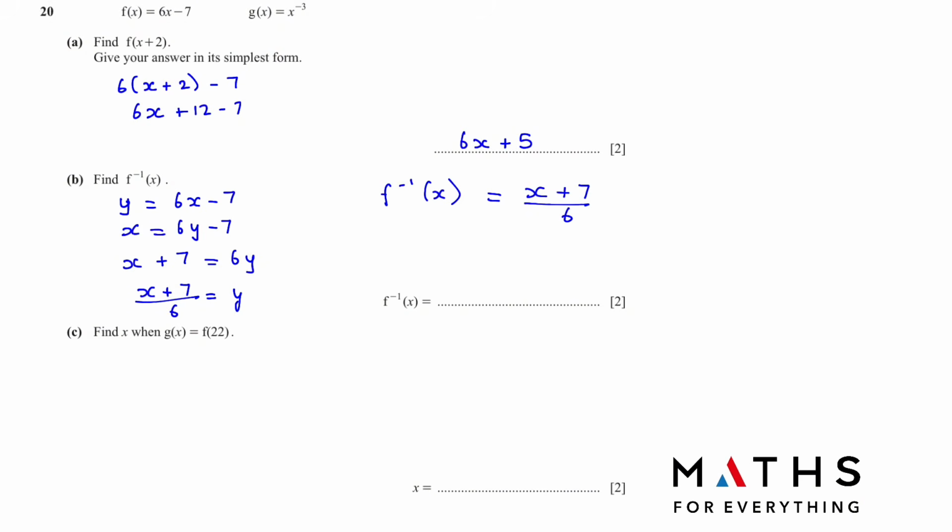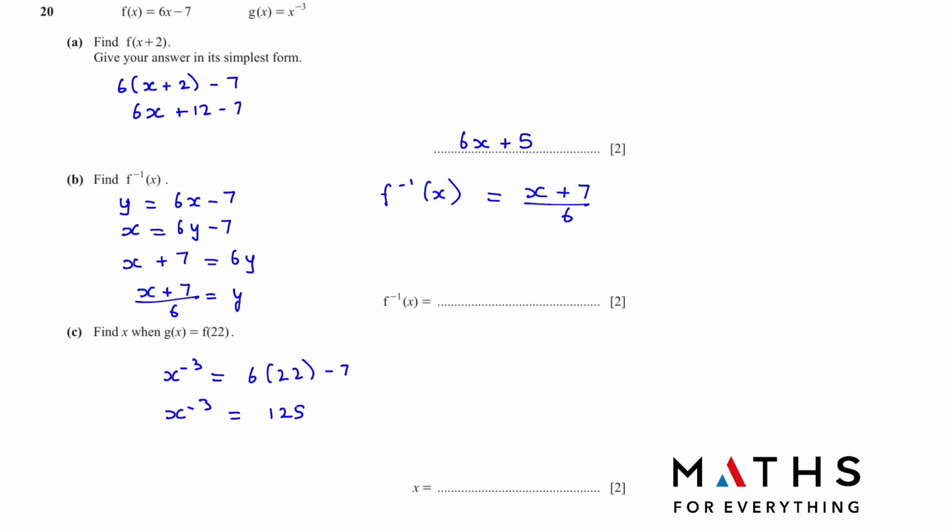Next question, find x when g of x is equal to f of 22. So f of 22, g of x is x to the power of negative 3. F of 22, it means in place of x, we are going to put 22. This will give us 125.